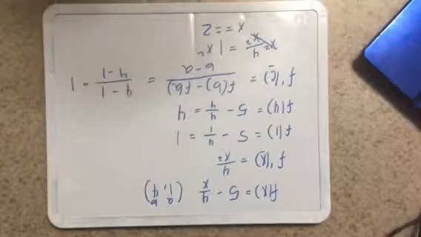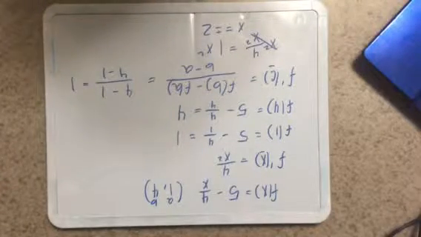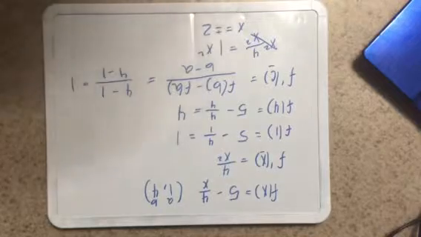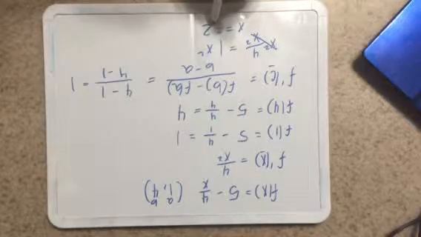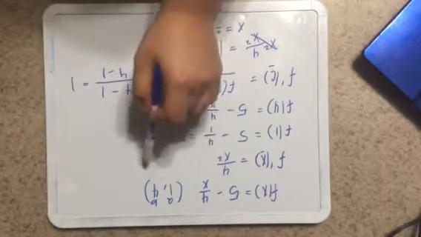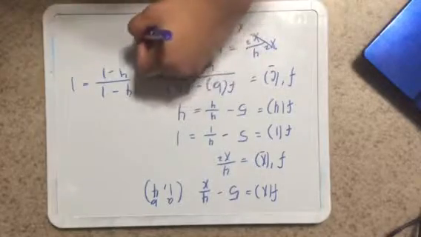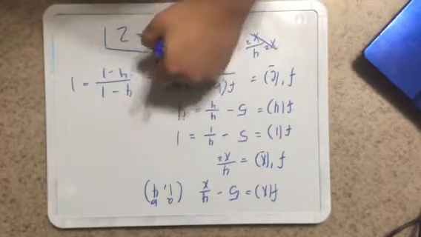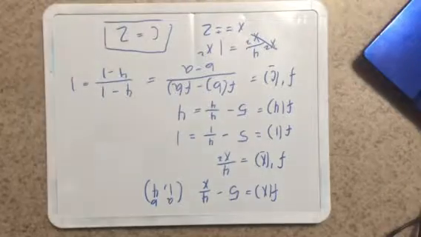Wait, but that's not your answer. We need to find c, right? And you know that -2 can't be in the interval because it's only 1 to 4. So you know that c equals 2, not -2. And that is your answer.